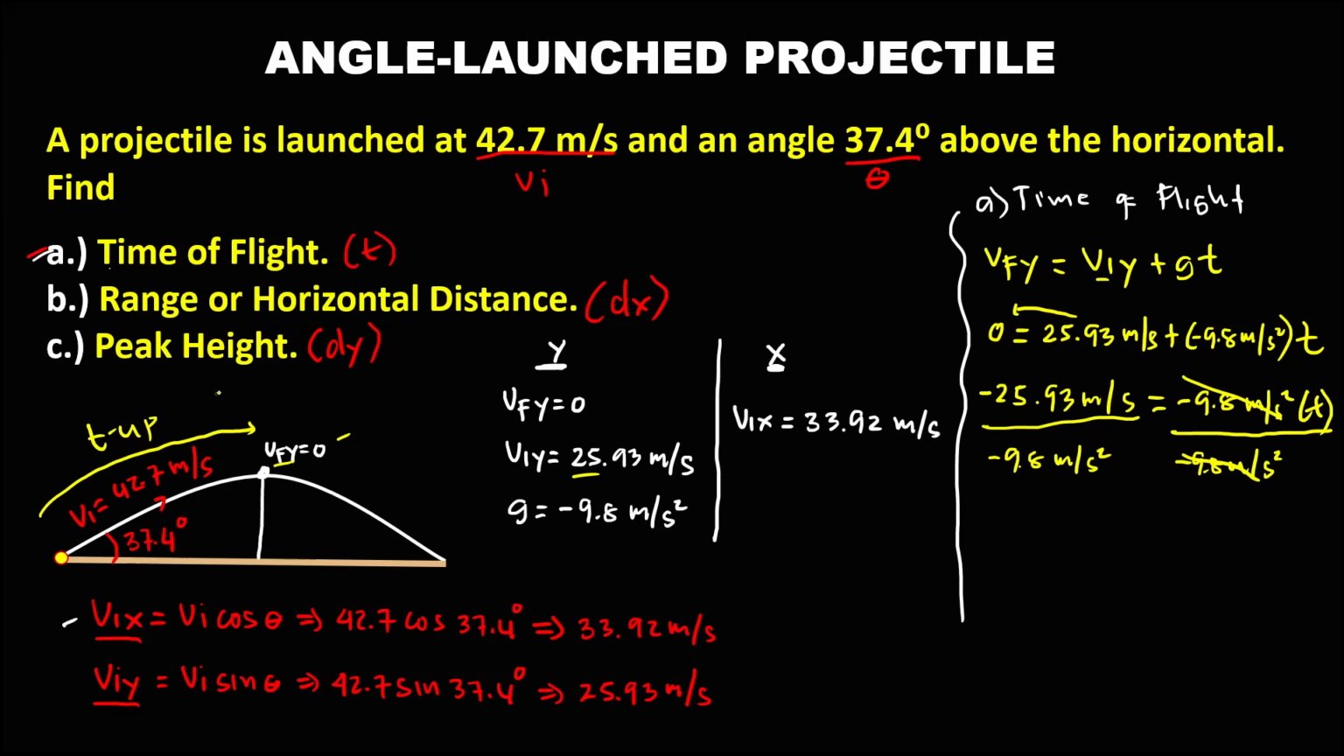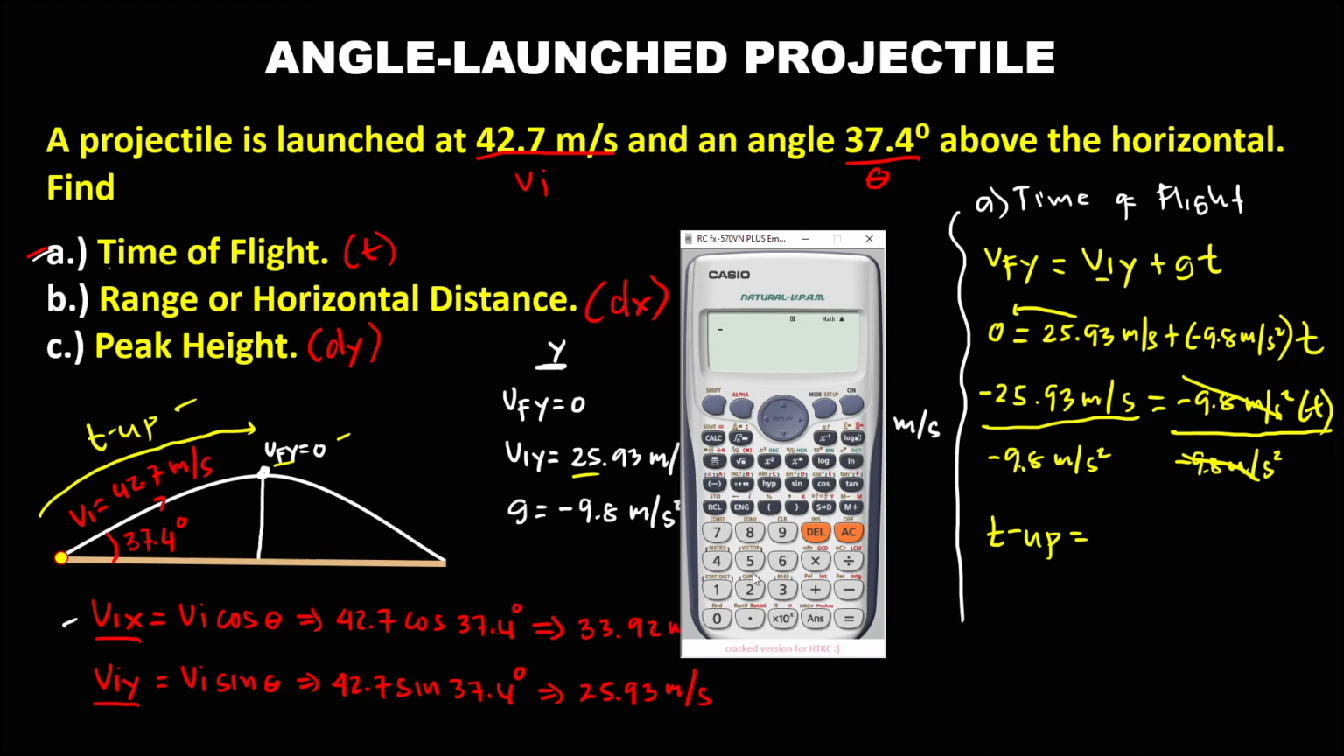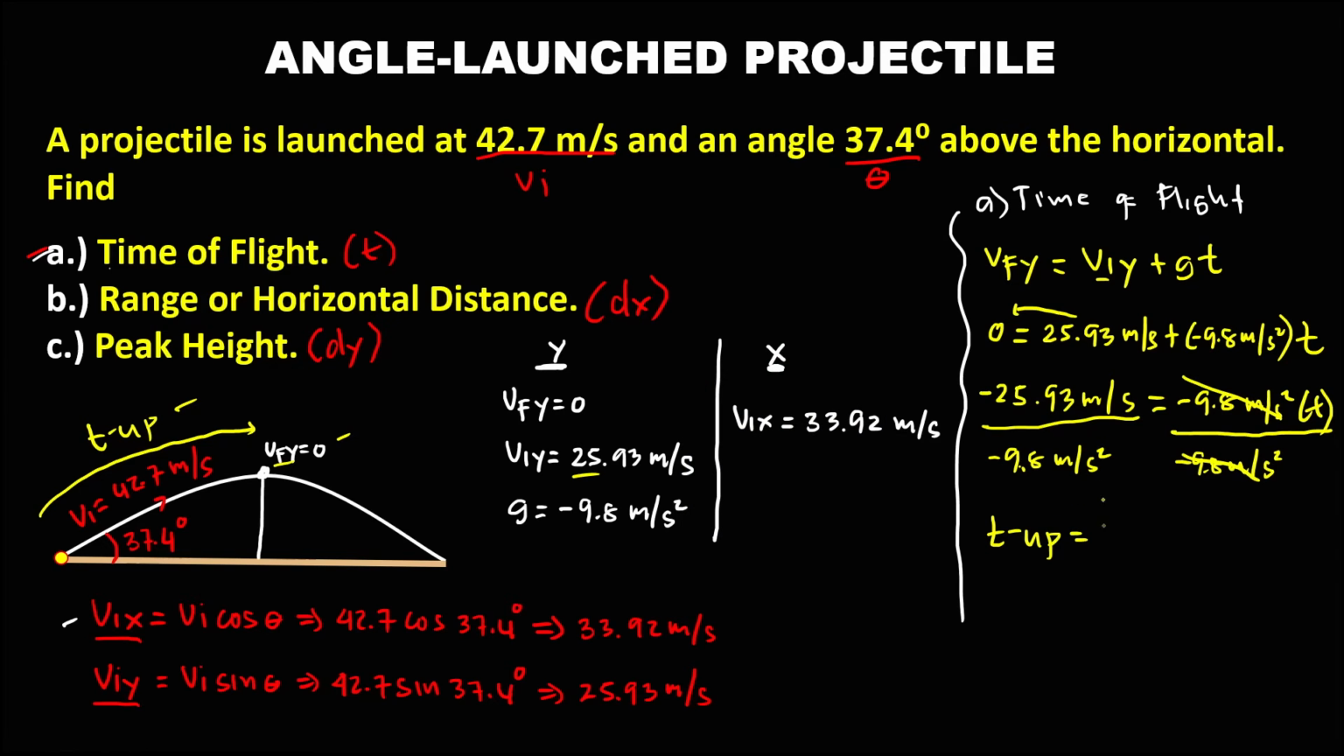So cancel. Again, this one is only for the time up. So we have the time up equals negative 25.93 divided by negative 9.8, which equals positive 2.65. So this is 2.65 seconds.